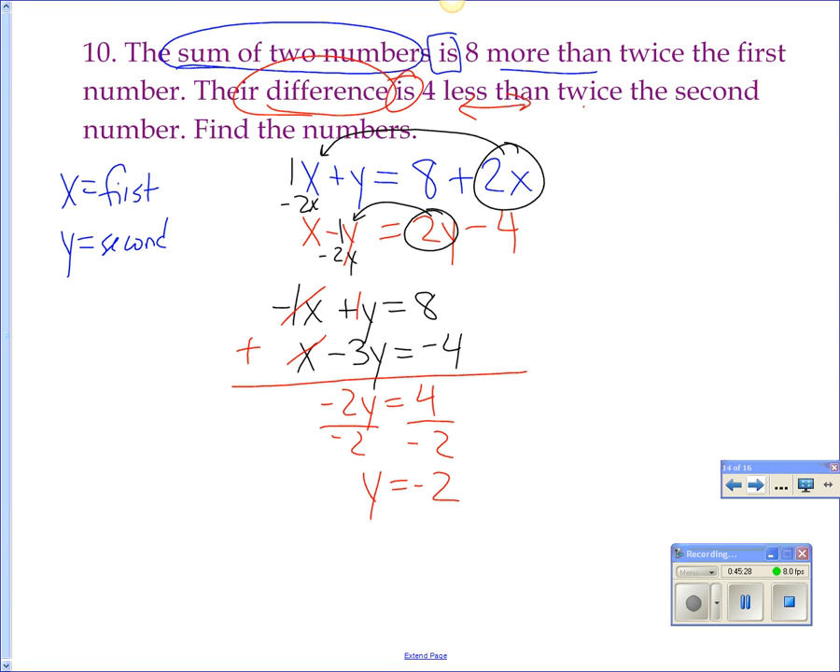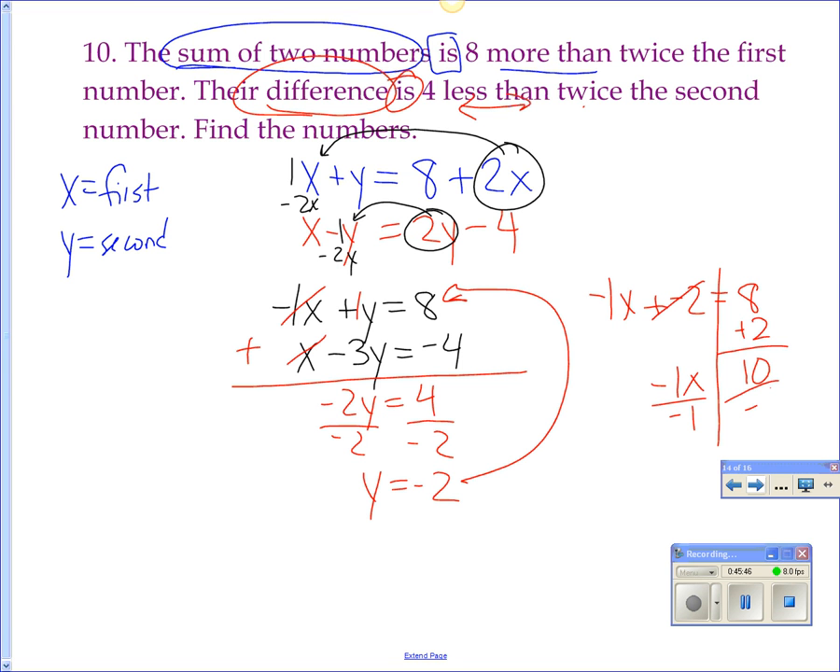Okay, and I'm going to plug it in right there. That looks like the easiest equation up here. So negative 1x plus negative 2 equals 8. What moves there? Positive 2, so it becomes 10. You got to divide by negative 1. X is negative 10.